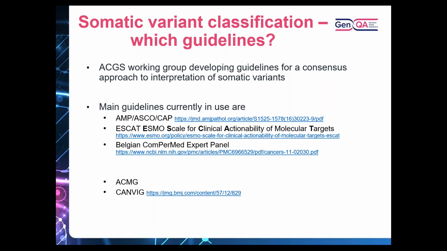So with regard to somatic variant classification, which guidelines are there? The ACGS, which is a UK working group, are developing guidelines for a consensus approach to interpretation of somatic variants, and this type of work is probably happening in other groups internationally as well. The main guidelines currently in use are the AMP, CAP guidelines, the SCAT guidelines, and also the Belgian COMPEMET expert panel. I'm going to talk about these in a little more detail in the following slides.